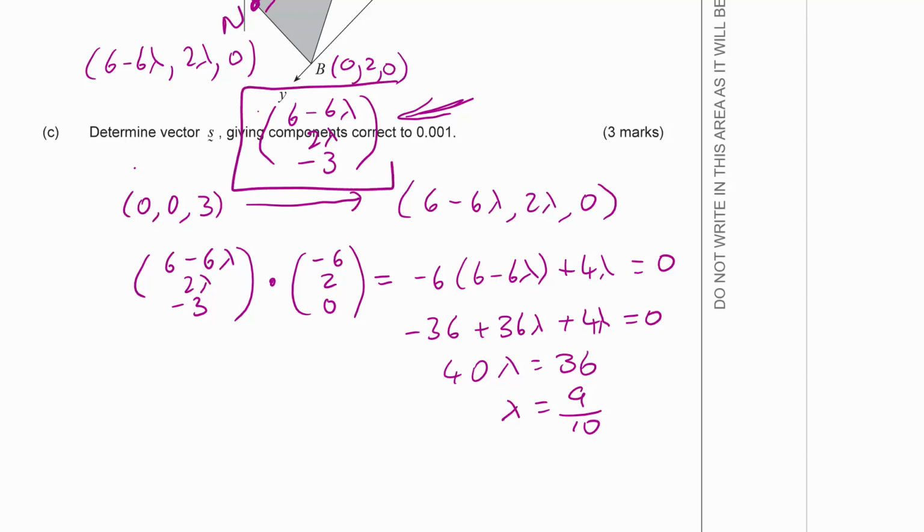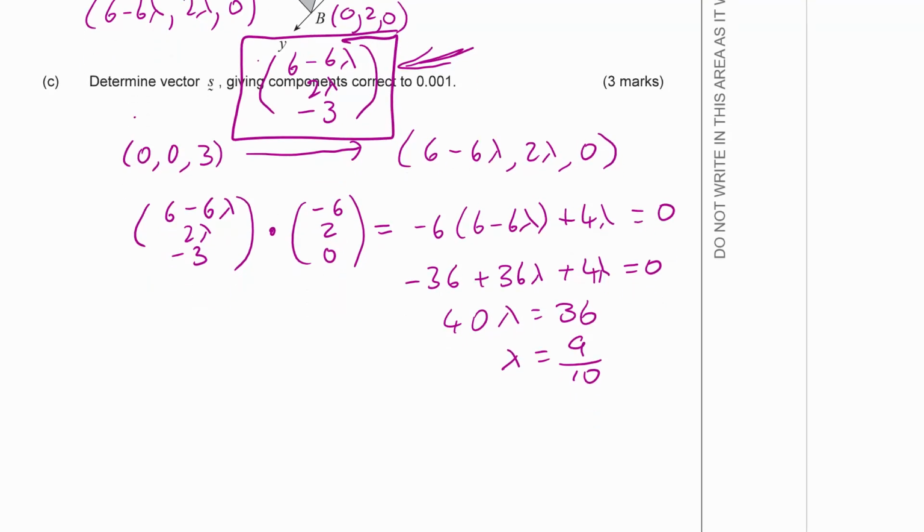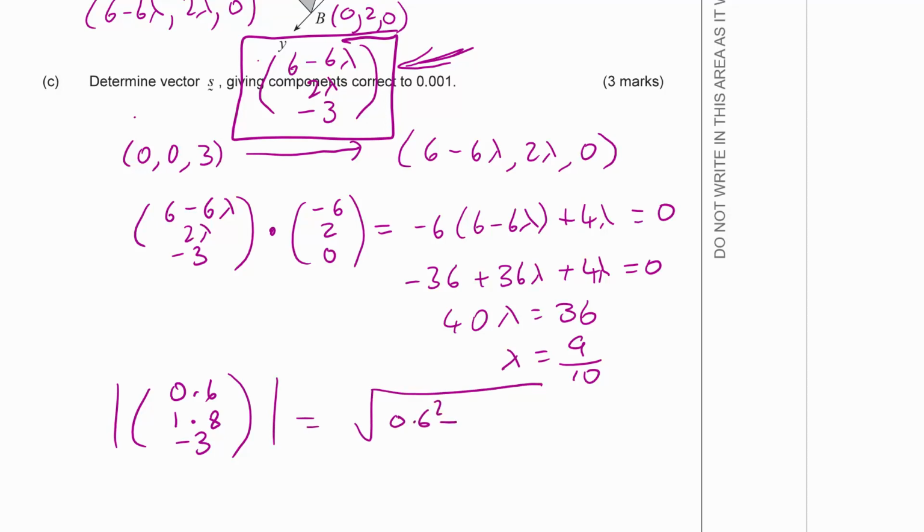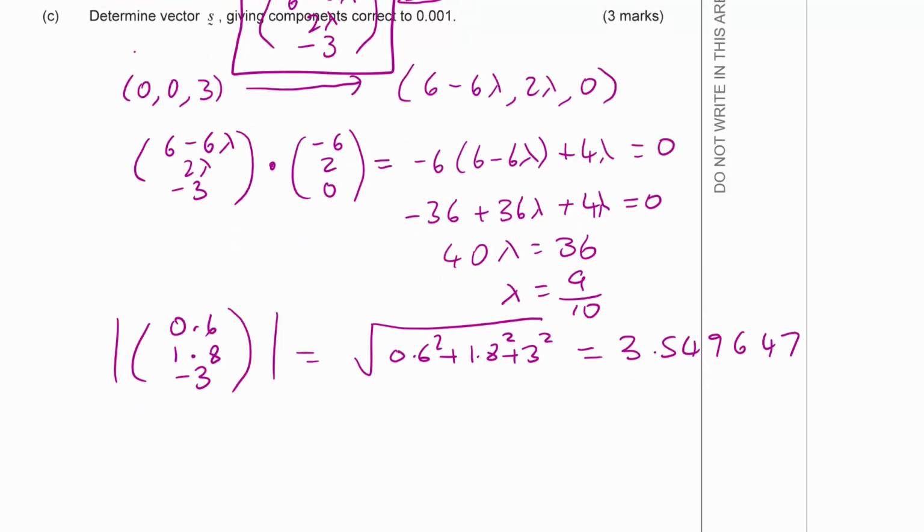Substitute that back into this vector here. 6 take away 6 times 9/10 is 0.6. 2 times 9/10 is 1.8. And then we have the negative 3, which hasn't changed. And so what we need is the magnitude of that vector. So that's going to be the square root of 0.6 squared plus 1.8 squared plus 3 squared. And that works out to be 3.54967, giving that to 6 decimal places there.